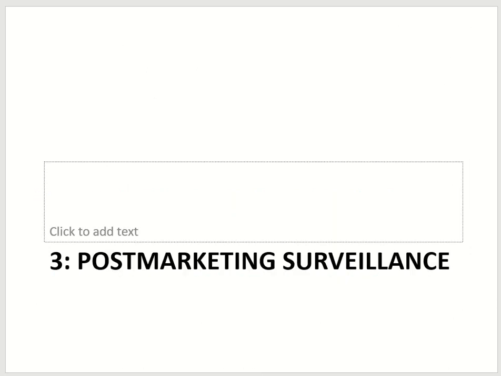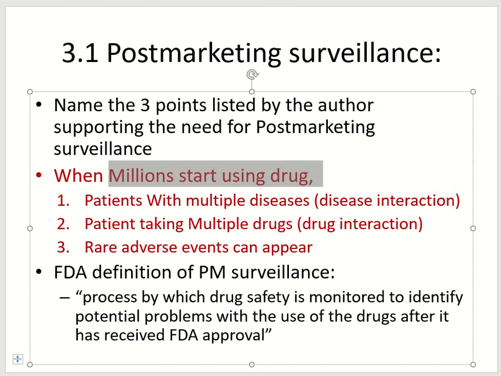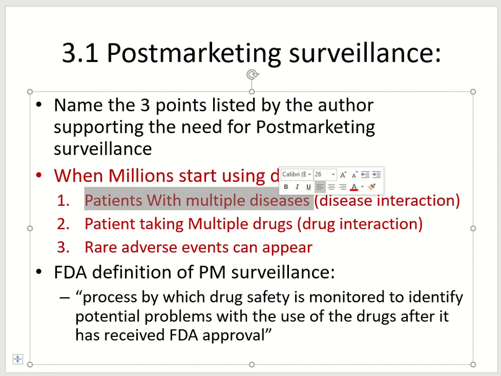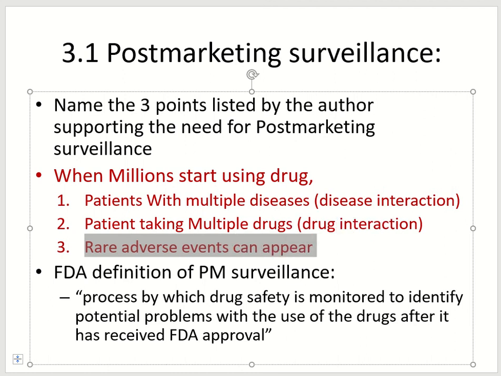That takes us to the third section of this chapter, which is post-marketing surveillance. Now, why do we need post-marketing surveillance? The need comes from the fact that after the drug is released, millions of people are going to start using the drug, and therefore, things that you may not have seen before start occurring. For instance, patients with multiple diseases start taking the drug, and you may have something called disease interaction. Patients taking multiple drugs start using the drug, and then you will have a drug interaction. Also, very rare events that you have not seen before start occurring.